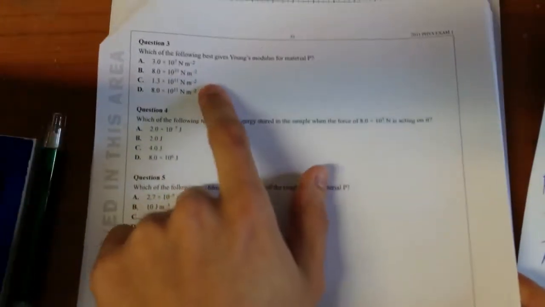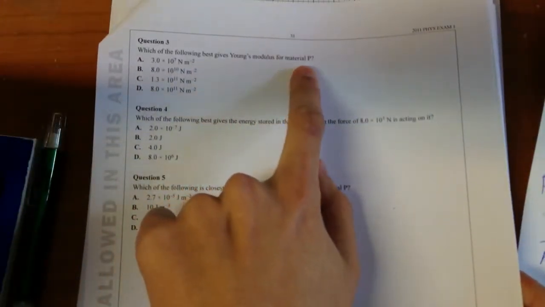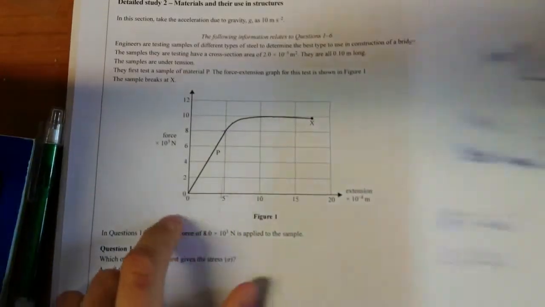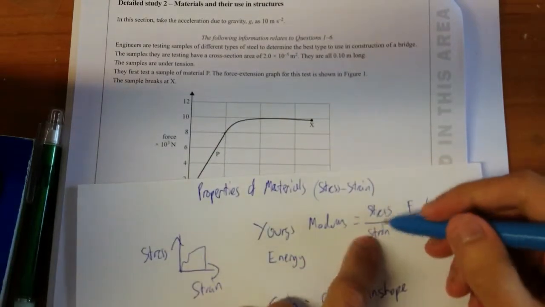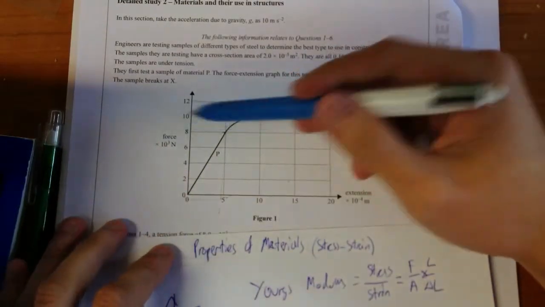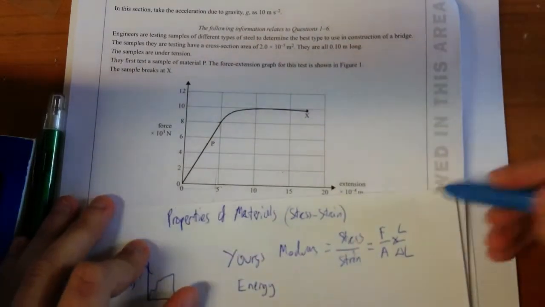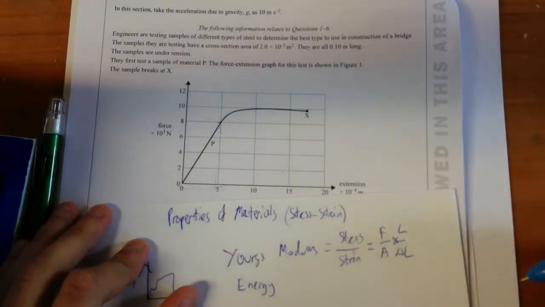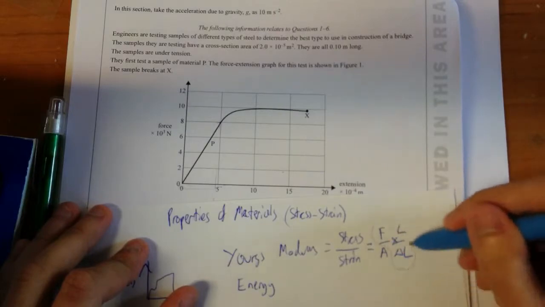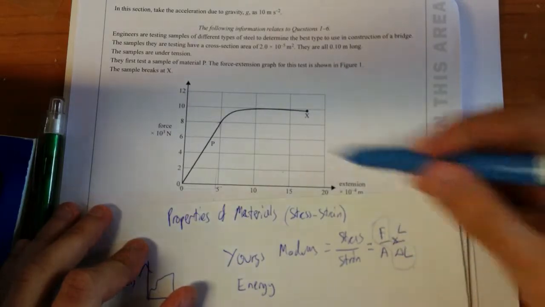Which of the following best gives Young's modulus for material P? So Young's modulus is usually the gradient of stress versus strain. But we don't have stress versus strain. What do we have here? Force versus extension. That's what we have here.